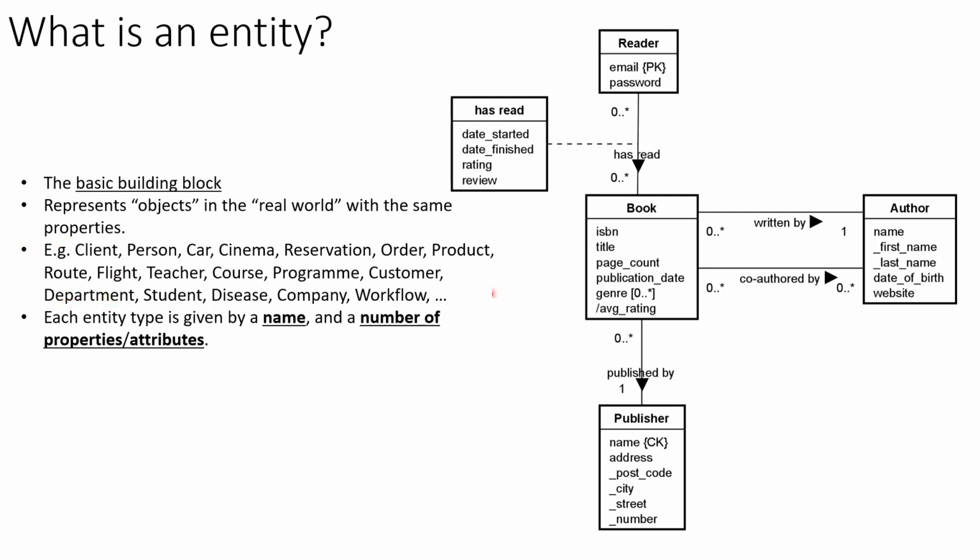Each entity is given its own unique name within the diagram, and it can have a number of properties or attributes. As I highlighted previously, these are the attributes of the entity, and we will come back to where they come from and how to define them, because you can see there are different types of entities and different types of attributes. All right, so that's an entity.